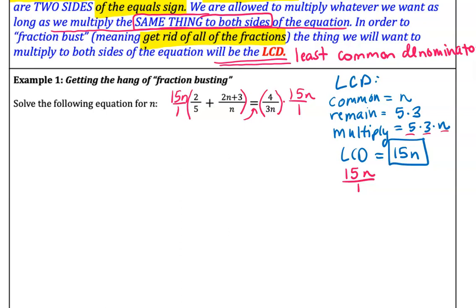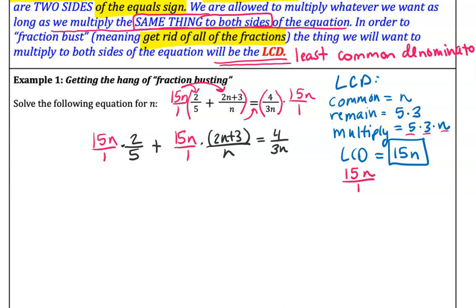Okay, now I just need to be careful to distribute my LCD to all terms on each side of the equation. So let me write out what I would have. I would have 15n over 1 times 2 over 5. I would also be multiplying 15n over 1 to my (2n plus 3) over n. And remember, all things in the numerator are technically supposed to be inside a grouping symbol. And then the fraction on the right, the 4 over 3n, is also going to get multiplied by the 15n over 1.